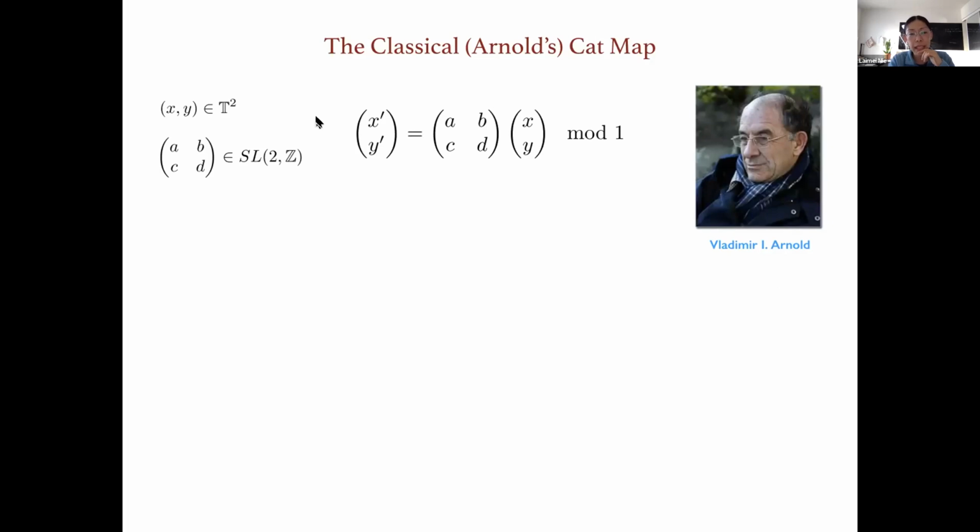It's basically for the study of classical chaos. It's a transformation from torus to itself. I have X and Y coordinates on a torus, and the map is the action of this matrix, and you get a new pixel on the torus. This matrix has to be an SL2Z matrix, meaning that all the elements are integers and the determinant is 1, so that this map is area preserving.